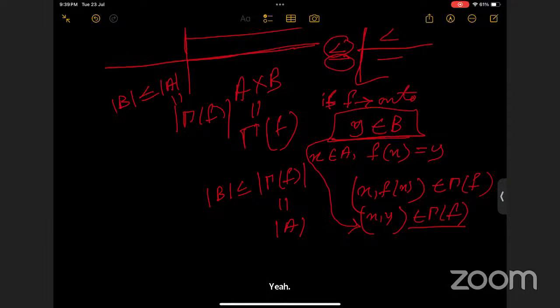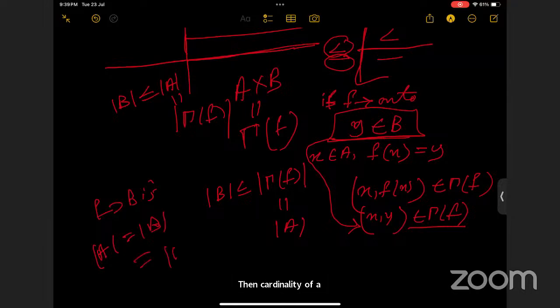If f is a bijective function, that is one-one and onto, then the cardinality of A will be equal to the cardinality of B, which equals the cardinality of the graph of f. But always the cardinality of the graph will be equal to the cardinality of the domain. If it is not defined, it doesn't exist, so it will not be there as a graph.